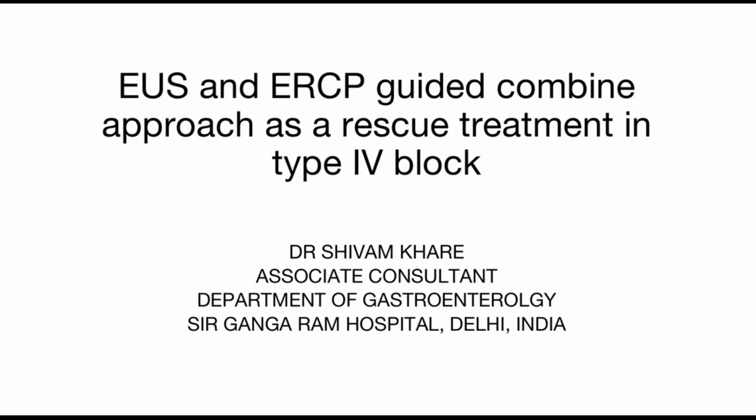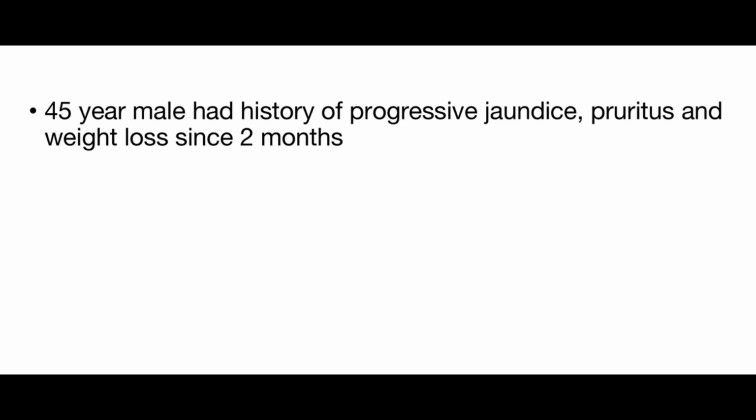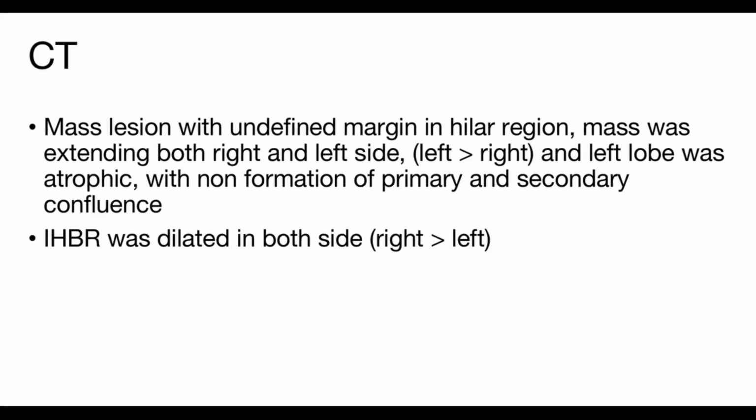US and ERCP guided combined approach as a rescue treatment in type 4 block. A 45-year-old male had a history of progressive jaundice, pruritus and weight loss over 2 months. CT showed a mass lesion with undefined margin in the hilar region. The mass was extending to both the right and left sides.